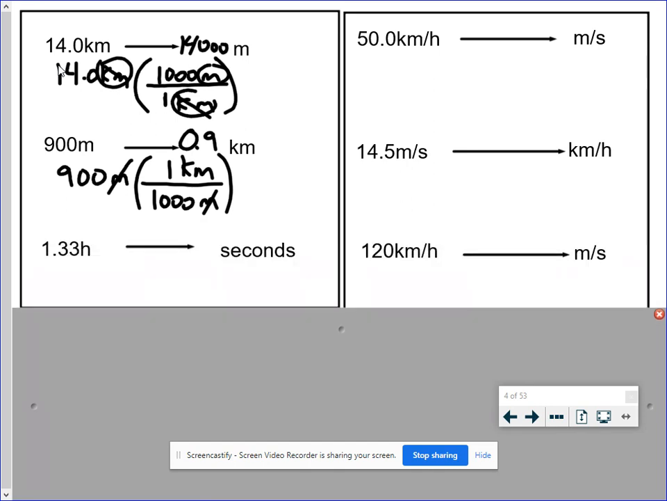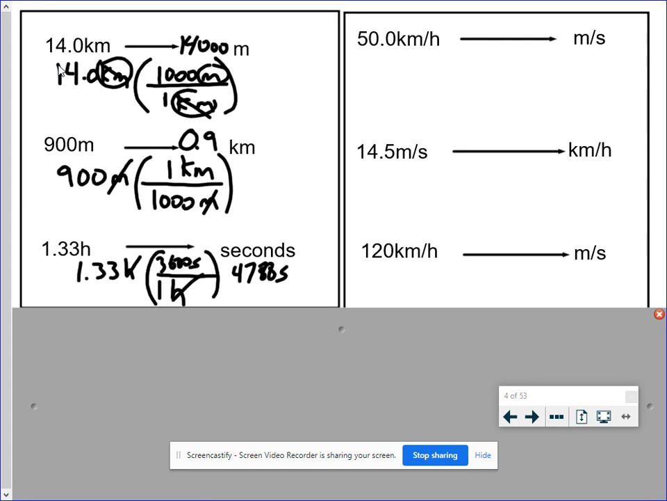1.33 hours is how many seconds? Well, let's use that ratio system. 1.33 hours times, okay, we're going to put an hour on the bottom. How many seconds are in an hour? 3,600 seconds. Hours cancel. So 1.33, I can't do this in my head. 1.33 times 3,600, that's a lot of seconds. I get 4,788 seconds.